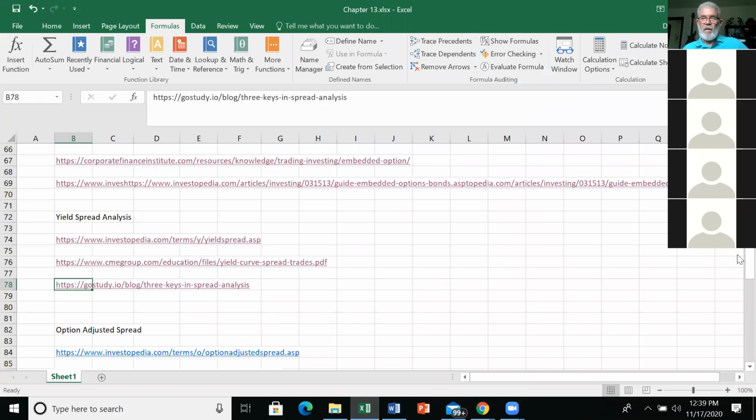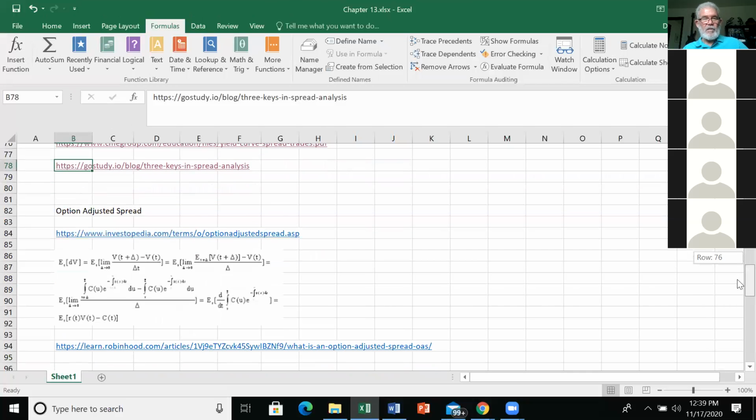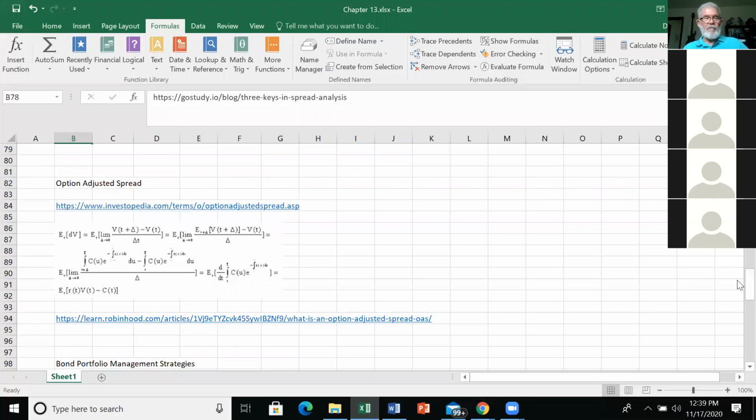And then we have the option adjusted spread. And for those of you that don't want to go look at the website, I just put the formula on here for you, so you can just go ahead and work through it. I'm being cute. I couldn't work through that if I had to. It'd take me a long time to figure that out.